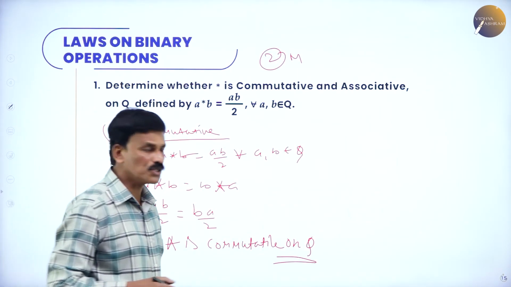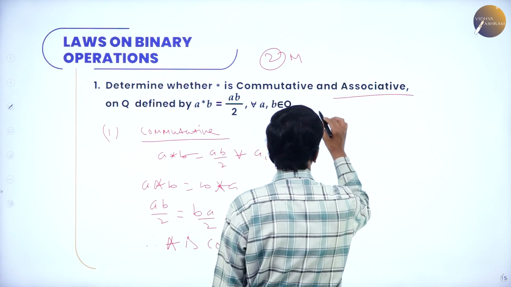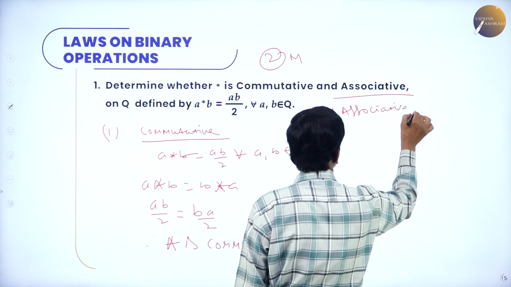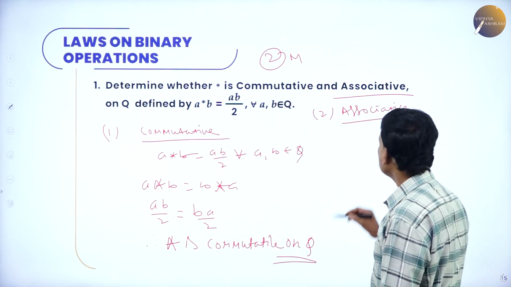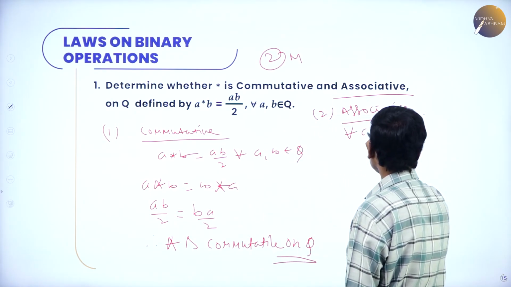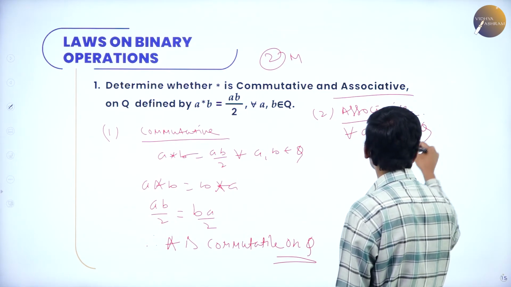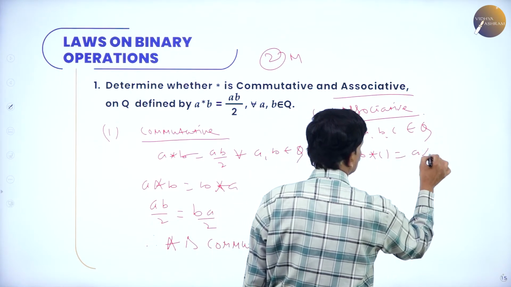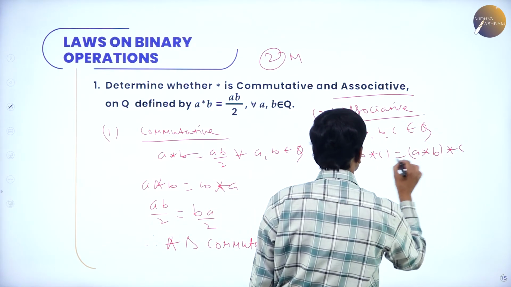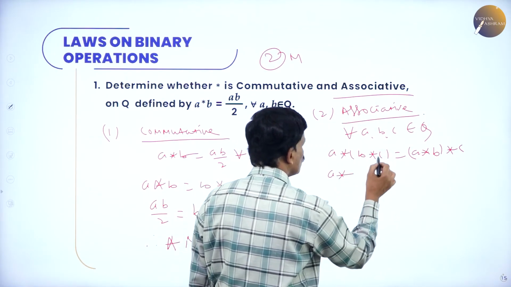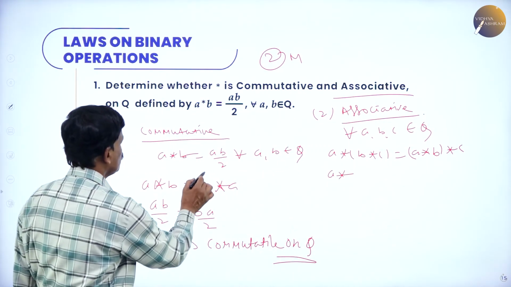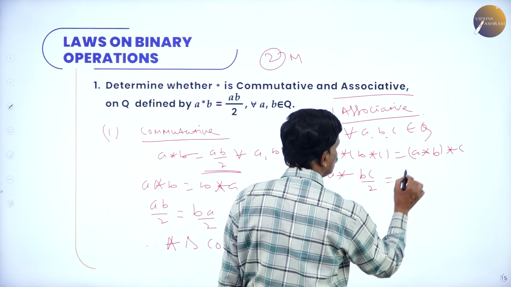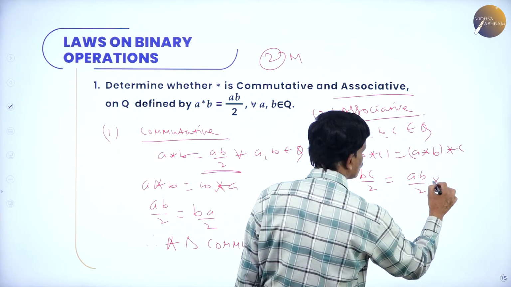Now, to verify the second one, associative law. What is associative property? For all A, B, C belongs to Q, (A star B) star C is equal to A star (B star C). Now, let us write. What is A star B? A star B is equal to AB by 2, and B star C can be written as BC by 2. So (A star B) star C is AB by 2 star C.